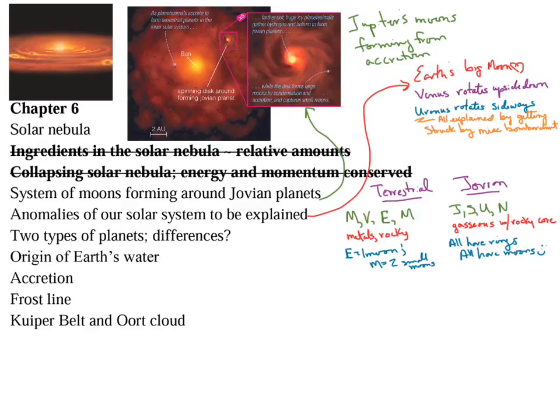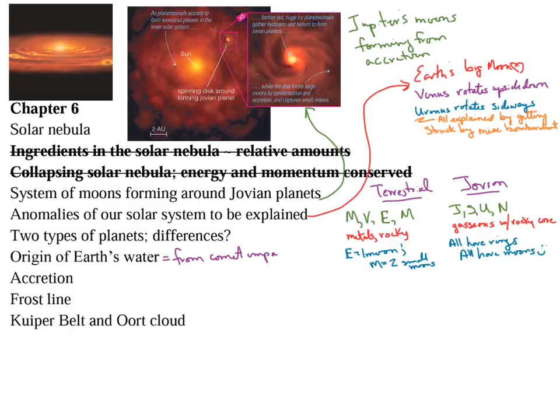So, differences between them: the terrestrial ones are rocky and they have metals. The Jovian ones are gaseous. They have a rocky core, a small rocky core compared to the rest of their volume. And then here in blue, I say that terrestrial Earth just has one large, weird, anomalously large moon. And remember, Mars just has two potato-shaped moons. But if we look at what the Jovian planets have going on, all of them have moons and all of them have rings.